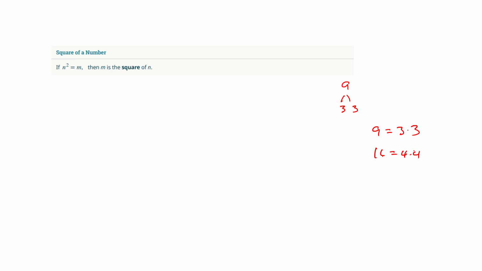And so they said, hey, I keep seeing a pattern. Let's give this thing a name. And they called it a square root. So this is asking in English, hey, what's that number that is the identical factor of 9? Well, it's 3. What's that number that's the identical factor of 16? Well, it's 4.